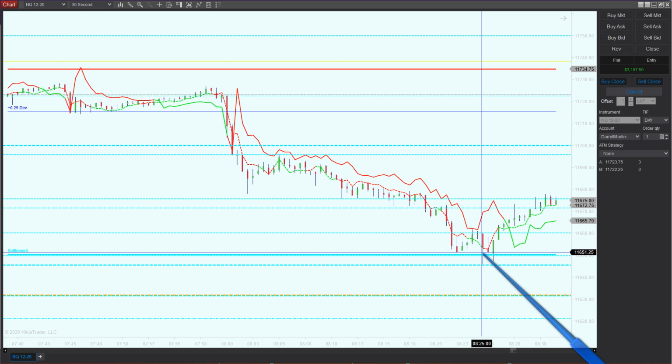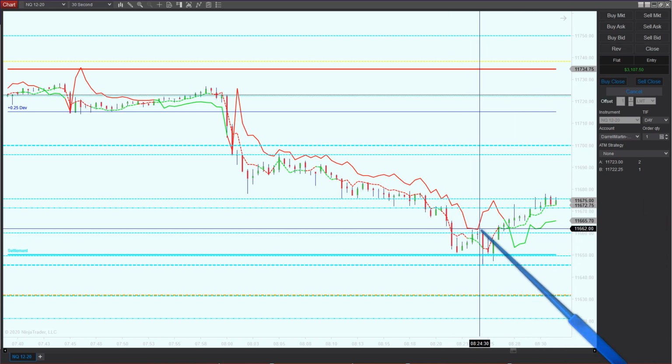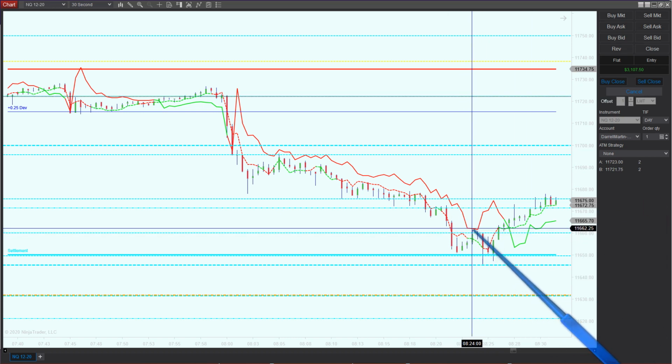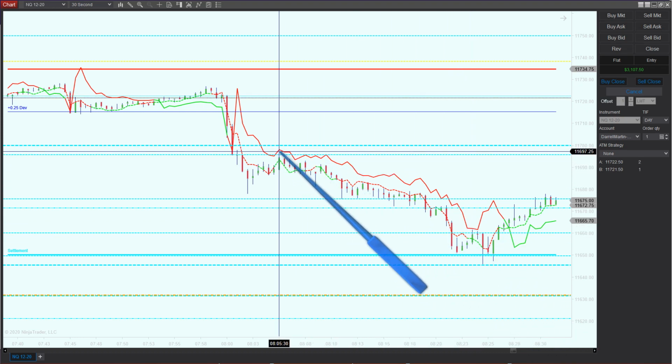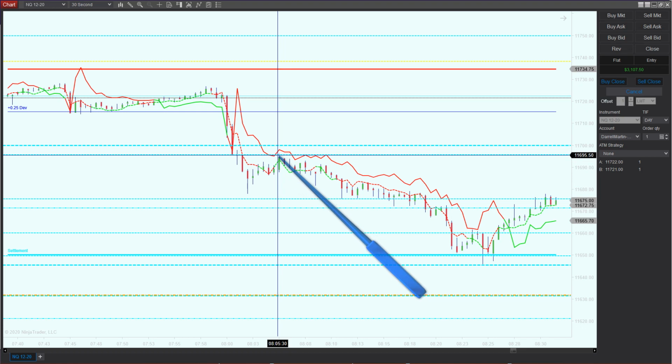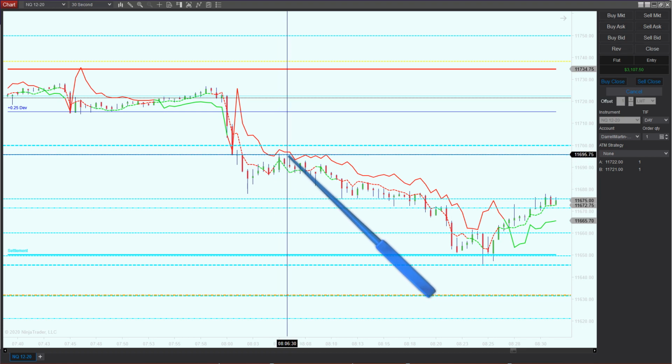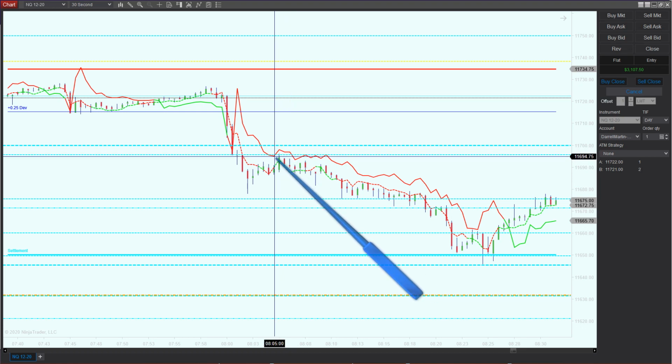Where do you enter the LRE setup? When it gets within 2 points or less of the solid line. So when it's pulling back right here of the previous solid line, not the live line. That's really important. Not the live line. The previous solid line.